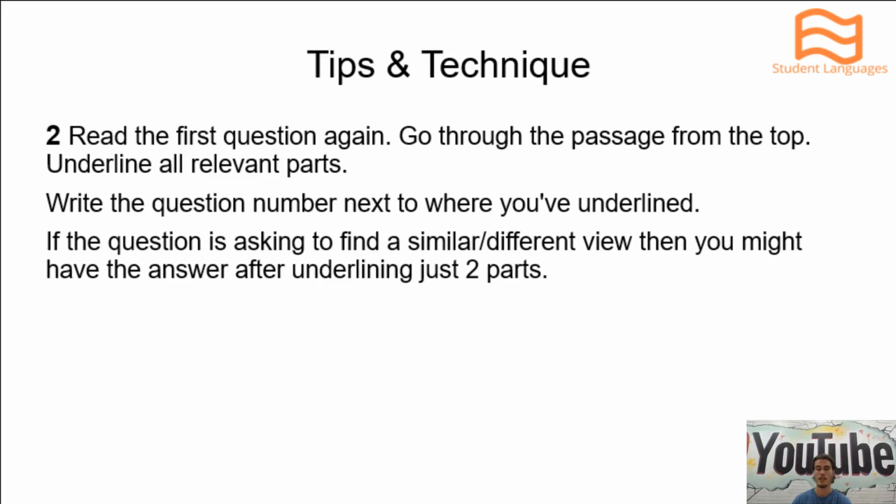If the question is asking you to find a similar or different view, then you might have the answer after underlining just two different parts or two different sections. Maybe you read A and B, you underline the two parts which are relevant, one part in A and one part in B, and you might find that actually these two have a similar view or a different view, and then you have your answer to this question.